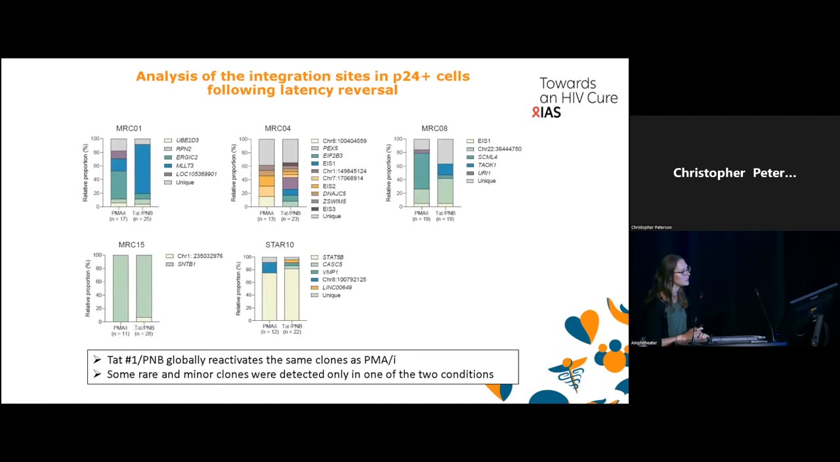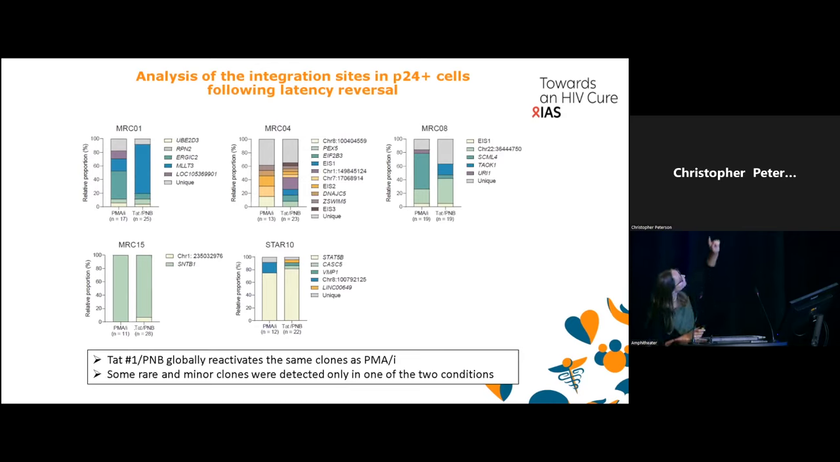We also had a look at the integration sites in these P24 positive cells following latency reversal in these two conditions of stimulation. And I will just show you the example of the Mercury-1 participant. So every clone is represented in a color, and those individual, unique sequences are represented in gray. So you can see that when you stimulate with TAT plus panobinostat, globally the same clones are reactivated compared to PMA/ionomycin. And there are some rare and minor clones that were only detected in one of the two conditions.